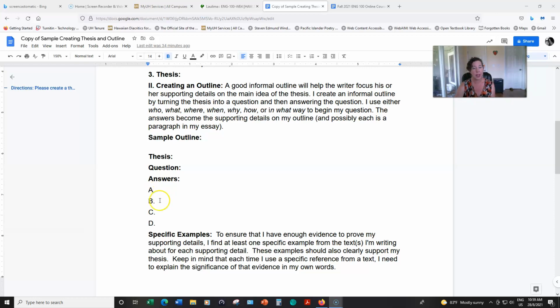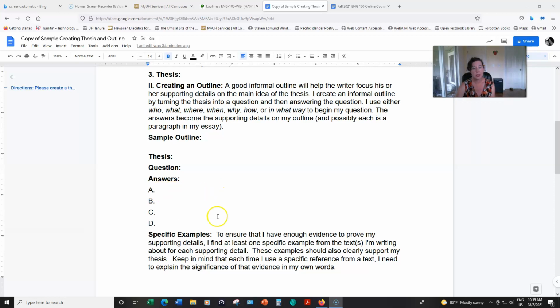And there is not a specific required number of supporting points. So you may not need all 4, you may need more than 4. It's really dependent upon what you're writing and how much information you need to include in your own individual essays.